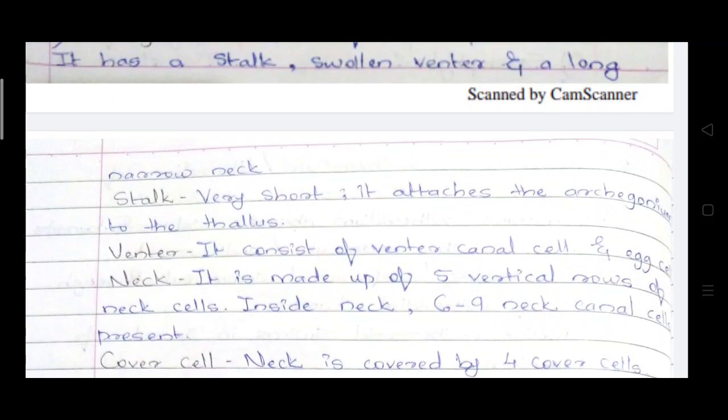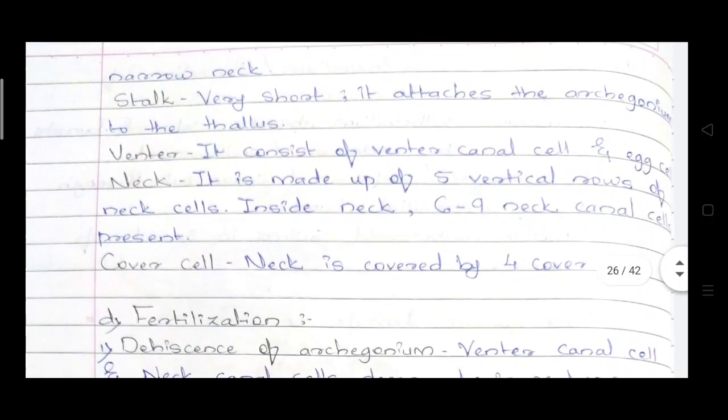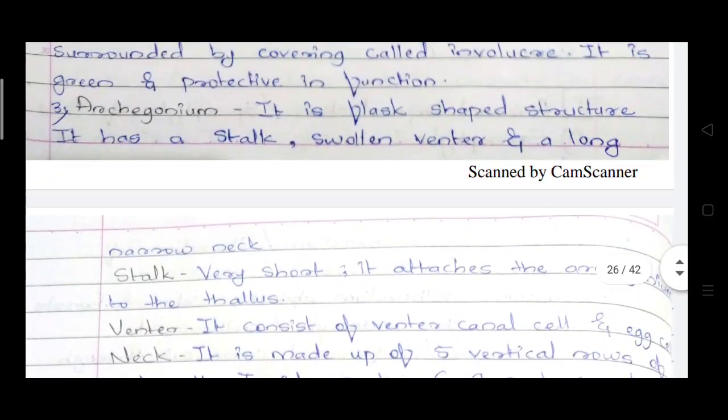The neck is made of 5 vertical rows of neck cells, and inside that 6 to 9 neck canal cells are present. Then cover cells: the 4 cover cells are present in the archegonia. So this is the structure of archegonia.